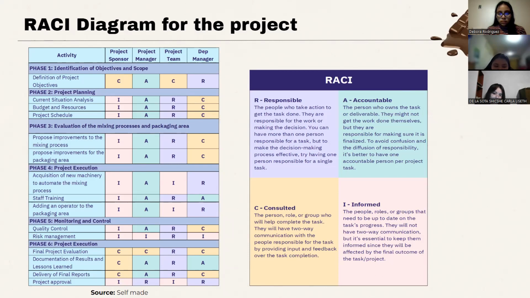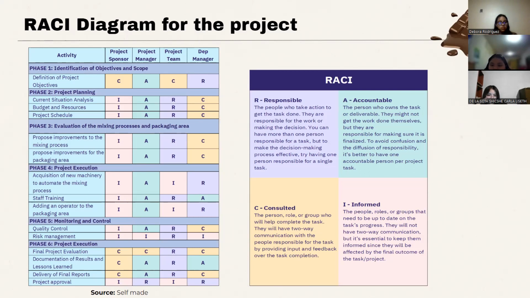The consulted are people who provide information or resources necessary before the task can be carried out. And finally, the informed are the people who must be informed about the progress of the task. In this case, according to the activities in phase 1, the person responsible is the debt management. They consult the project team and the project sponsor. The person who approves is the project manager.